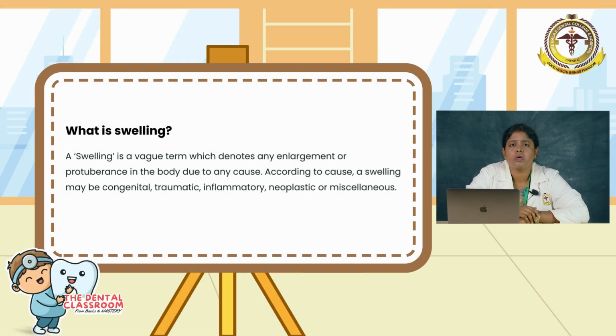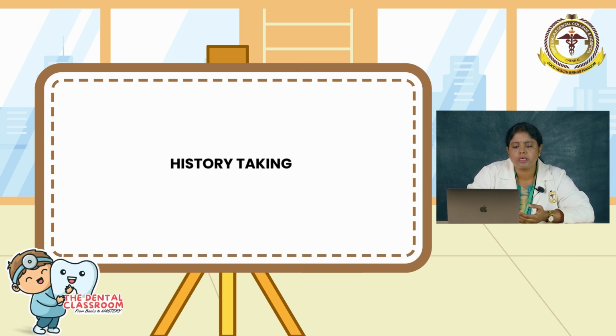Coming to examination of swelling. What is a swelling? A swelling is a very vague term which denotes either an enlargement or a protuberance from your body. It can be because of various reasons. So according to the type of reason, according to the cause, you can classify the swelling into various categories, like a congenital swelling, a traumatic swelling, an inflammatory swelling, a neoplastic swelling. Whatever I am giving is according to the cause.